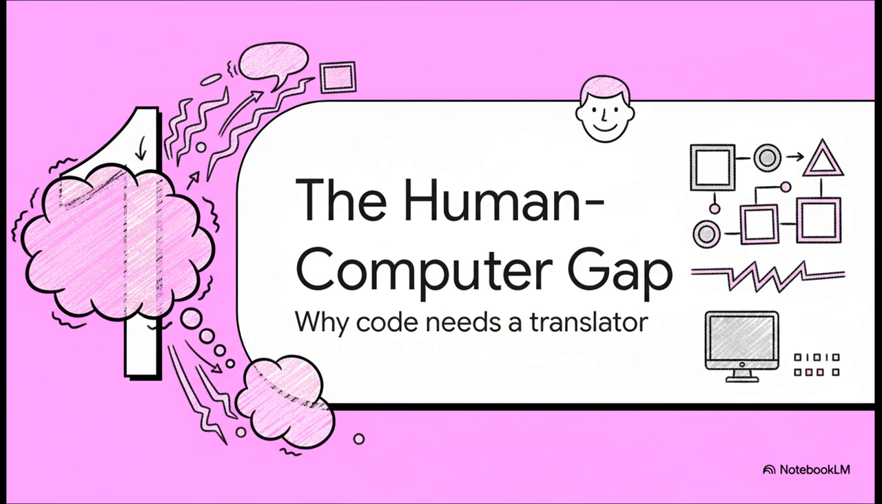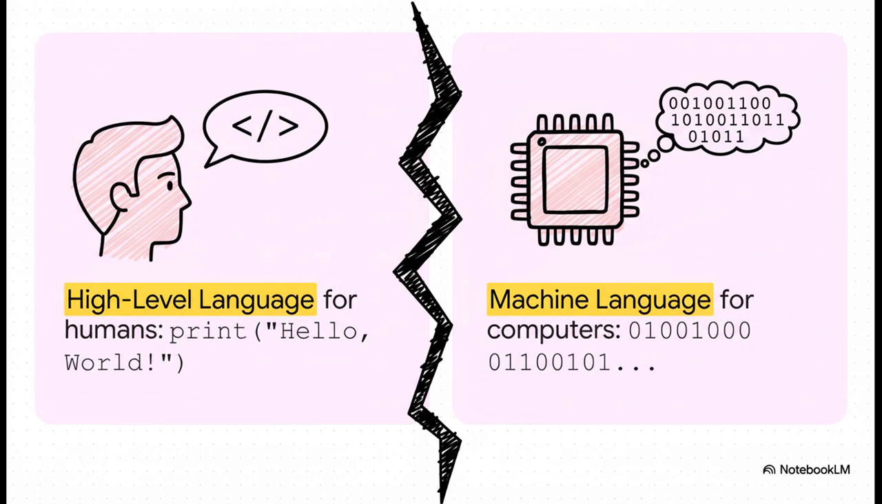To figure out the solution, we first need to get a handle on the problem itself. And really, it's a fundamental communication barrier, a massive gap between how we think and how a computer, well, computes. So take a look at this. On one side, you've got something that makes perfect sense to us, a simple print command. But on the other side, that's what the machine's processor actually speaks, pure binary code. It's a totally different language, right? And that creates this huge disconnect.